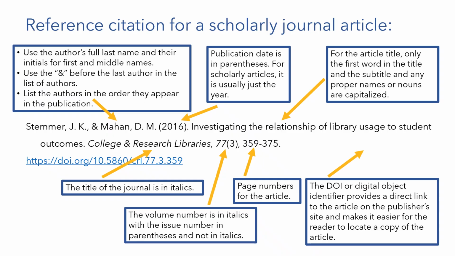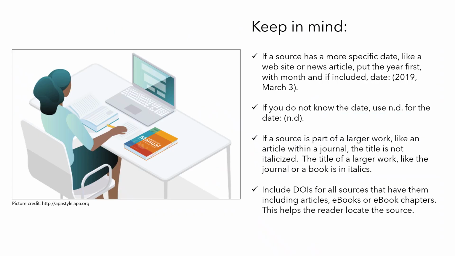The publication date is in parentheses following the authors' names. The article title comes next with only the first word of the title and subtitle and any proper names or nouns capitalized. The title of the journal is in italics. The volume number and issue number are next if the journal has these. The page numbers for the article are listed. Finally, list the DOI, or Digital Object Identifier, so that readers can easily find the article.